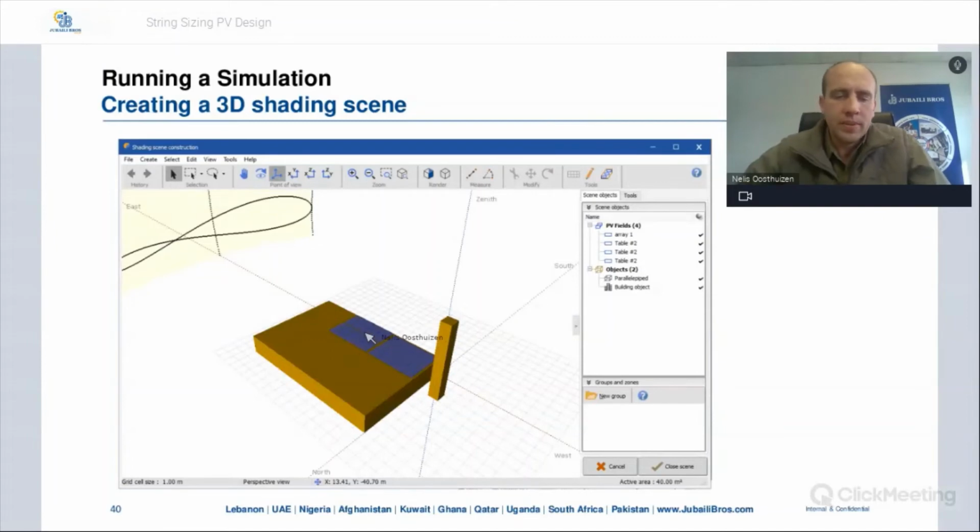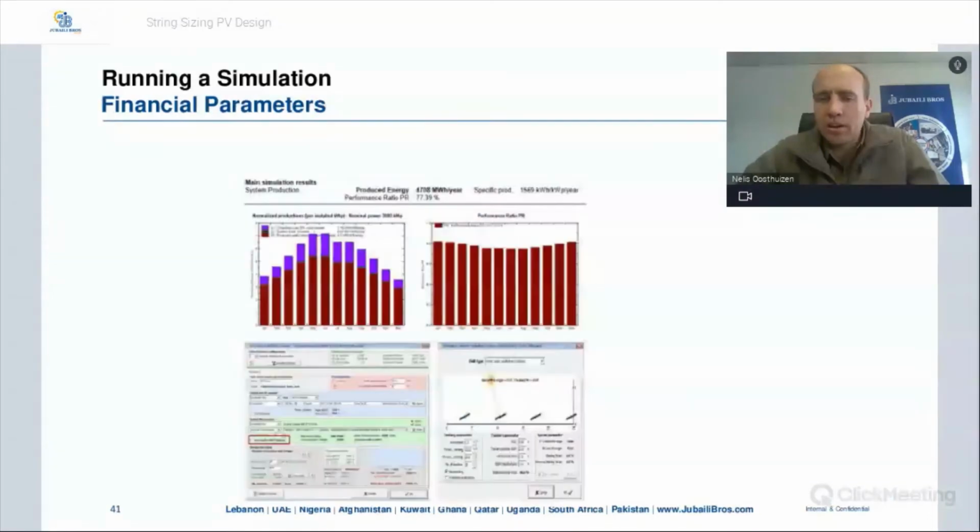So if you input all of these 3D characteristics into the software, it will then run a simulation to show how much shading this pillar can affect on your system. And then it will give you your annual yield or your annual results. These results are typically available in graph form, but again, it's very similar in Helioscope or PVSyst or any software that you're using. On the software as well, you can have financial parameters.